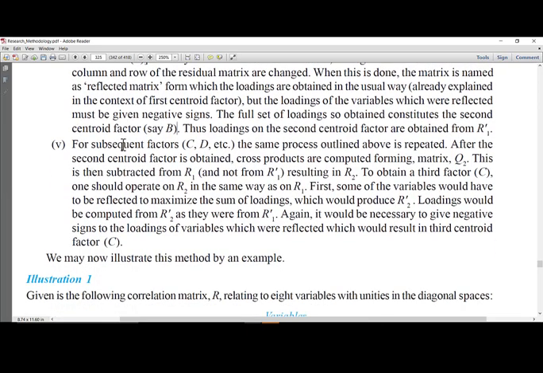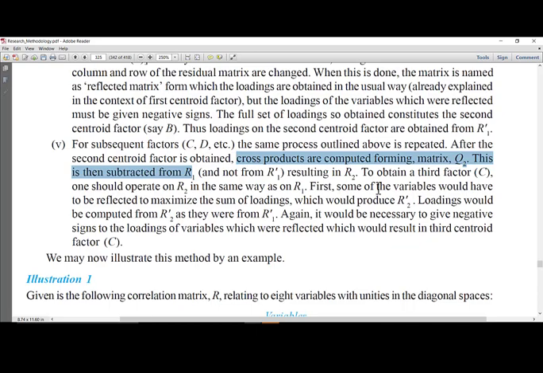And for subsequent factors, if we want to find out third centroid factor C, fourth centroid factor D, etc., then the same process is repeated. After the second centroid factor is obtained, cross products are computed, forming matrix Q2. This is then subtracted from R1, not from R1 dash, resulting in R2. To obtain a third factor C, one should operate on R2 in the same way as on R1.